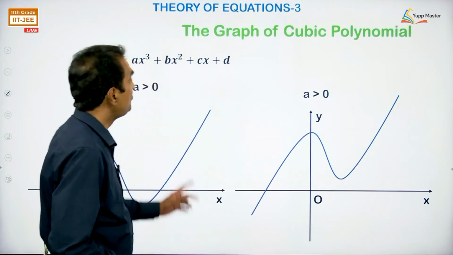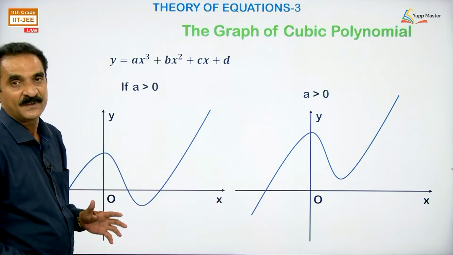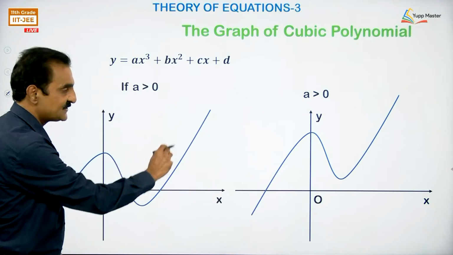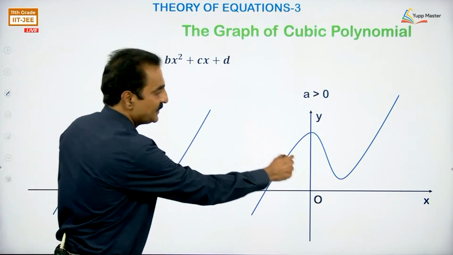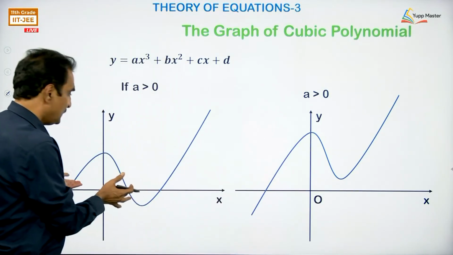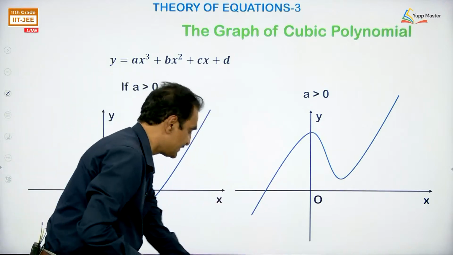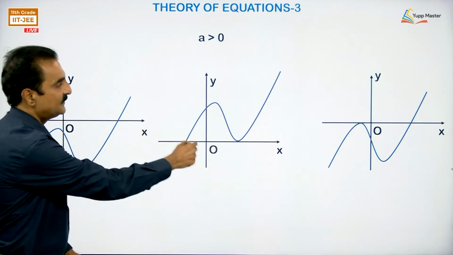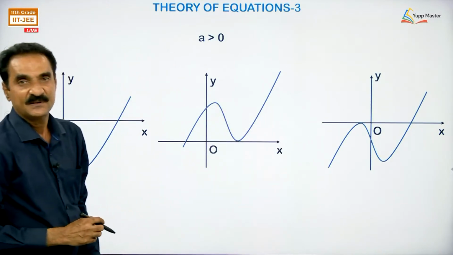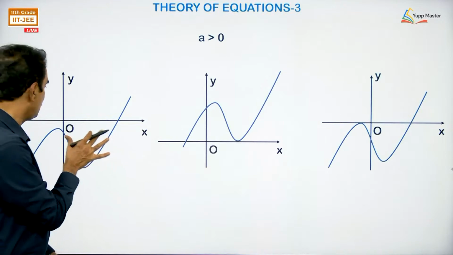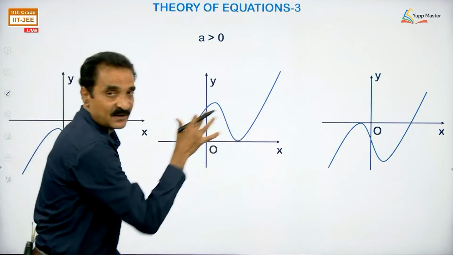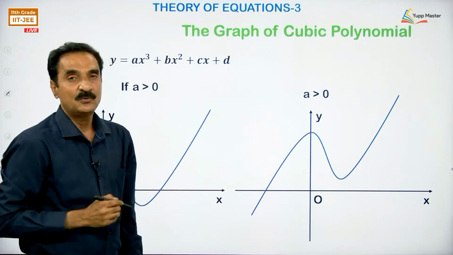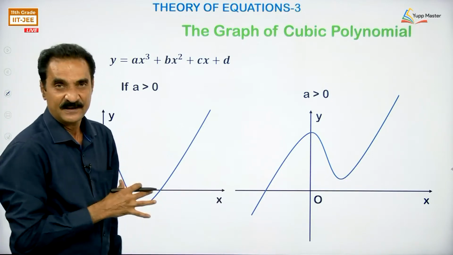First of all, the graph of a cubic polynomial. The general shape of the graph of a cubic polynomial will be like this. This is the general shape. Okay. Then these two are two positions, and let us see other positions. See, the graph can be like this, but its position can be like this or like this or like this or like this or like this. How to know the position of the graph exactly?